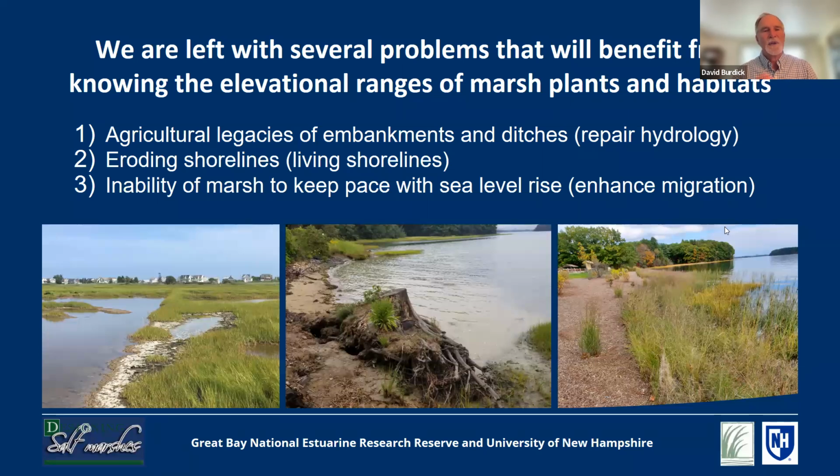And because marshes may be unable to keep pace with sea level rise, the last slide shows Wagon Hill Farm, and the photograph is taken right down the line of where the rest of these trees that you saw in the middle photograph were growing. Those trees were removed and the shoreline was flattened to enhance migration at this site. So we have to think about enhancing migration. We think about all these things. We really need to know the elevation ranges of the marsh plants and their habitats. So I'm going to hand this right over to Rachel.